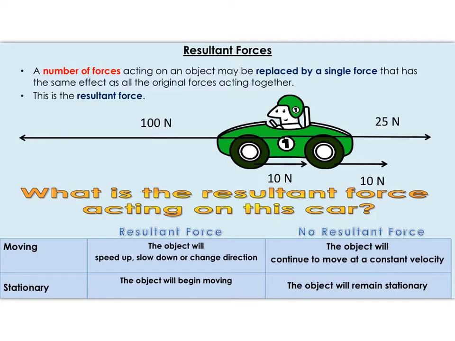We can simplify the number of forces acting on a system by calculating the resultant force. A number of forces acting on an object may be replaced by a single force that has the same effect as all the original forces acting together. And we call this the resultant force.